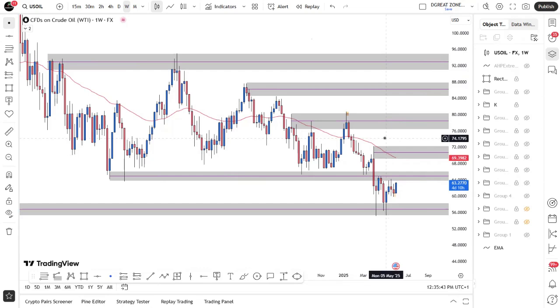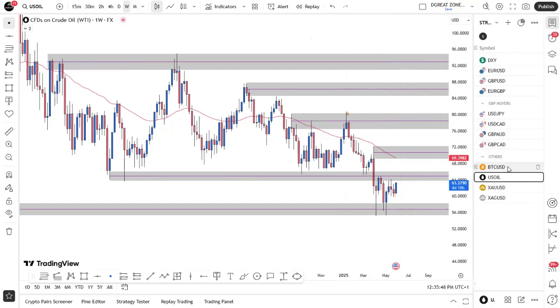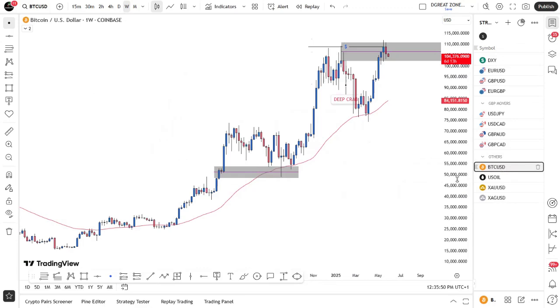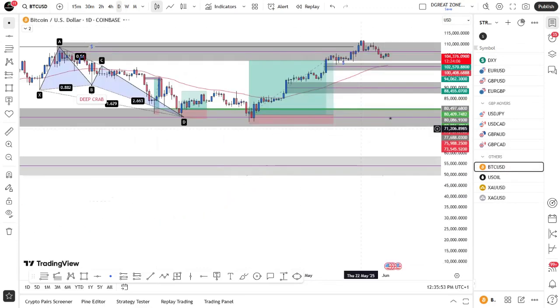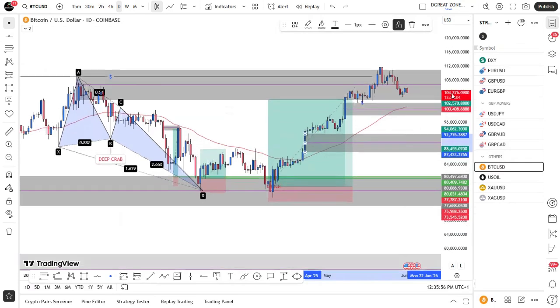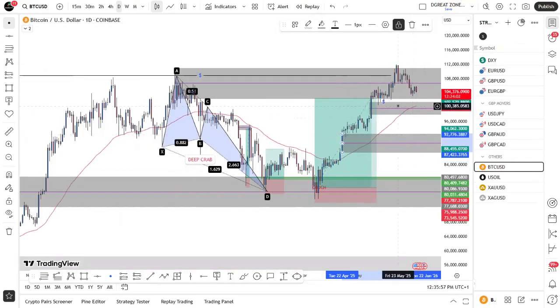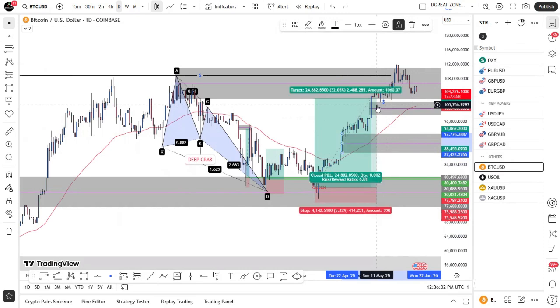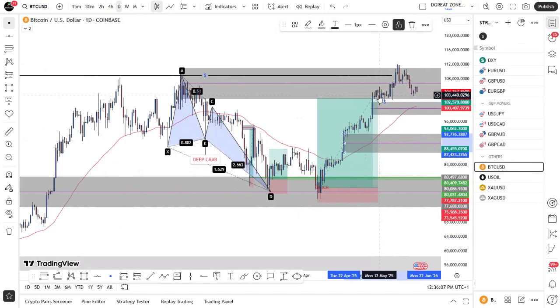Even on Bitcoin, even right now, we have a trading opportunity that is running on Bitcoin, which is actually a bearish shark pattern. We reviewed this trade about two weeks ago, the first week of May, around Monday the 12th of May.